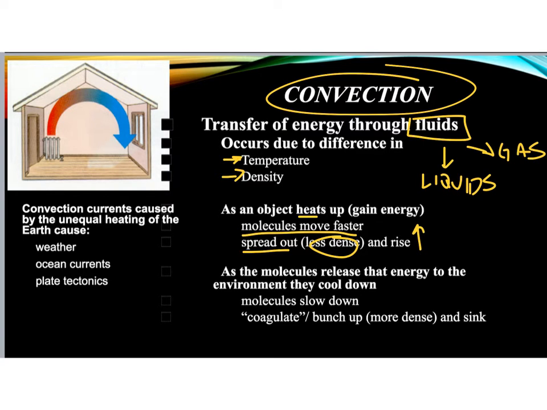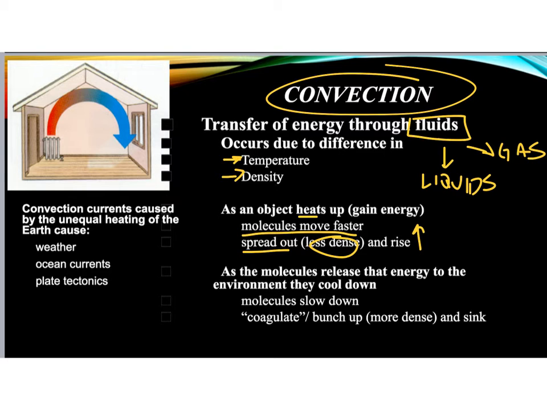If you have hot air in your house, or if anyone has ever lived in a two-story house, you may have noticed that the second story is sometimes warmer than the first floor, because all that hot air has molecules that are moving around very fast, spreading out, and rising up to the second floor, essentially.